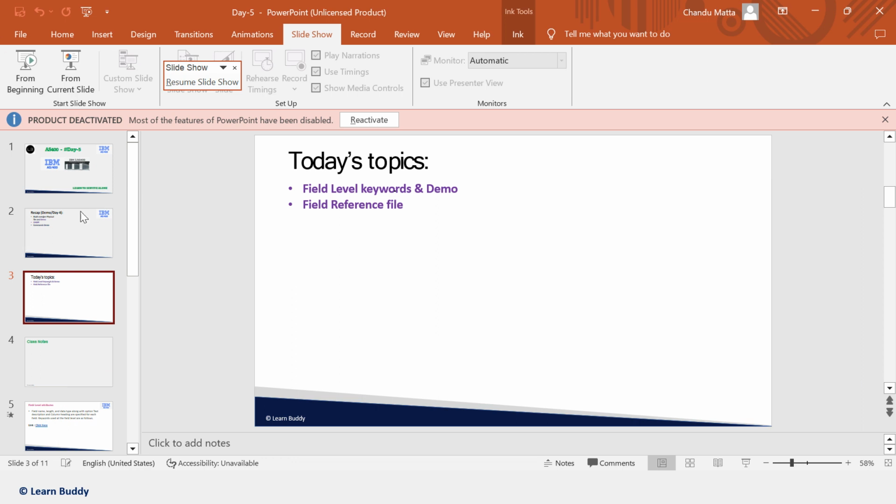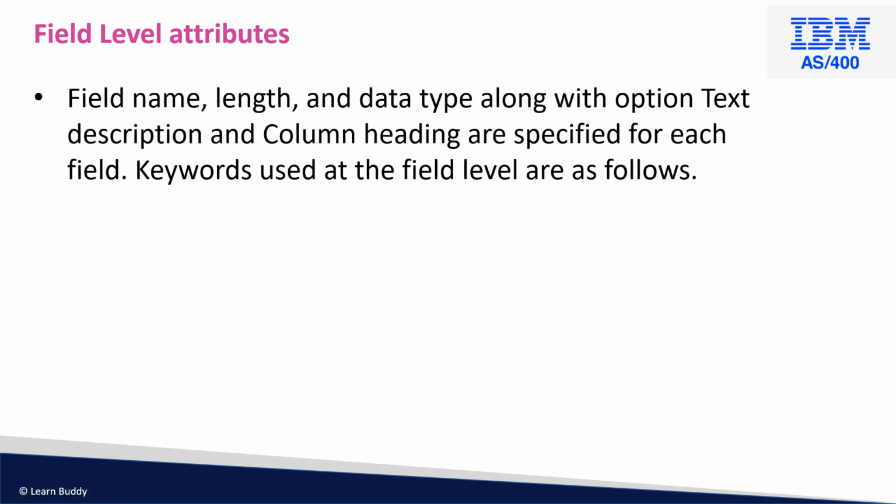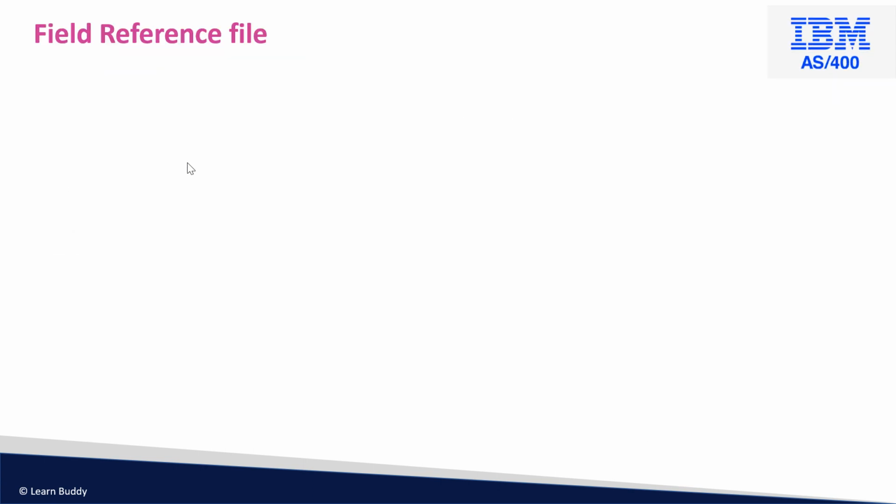First we can discuss: what are the field level attributes? The field name, length and data type, along with the optional text description and column heading specified for each field, and keywords used for the field. So these are the field level attributes. We discussed this and we have done the demo.